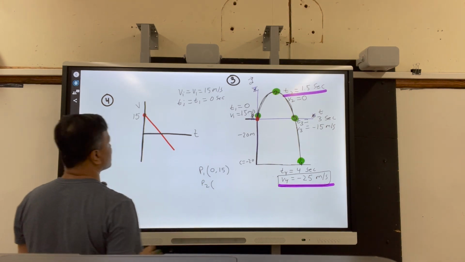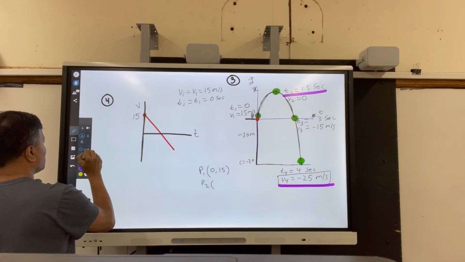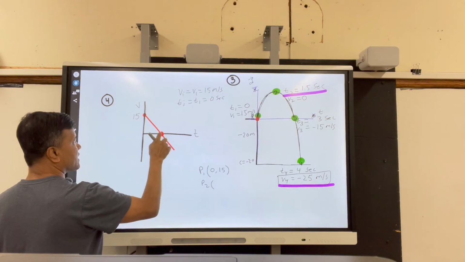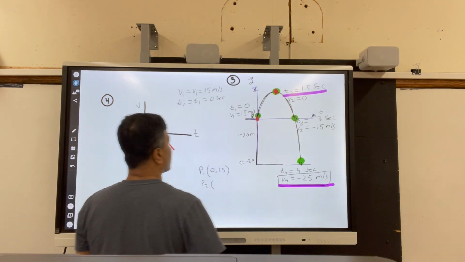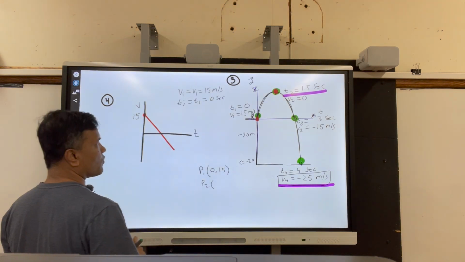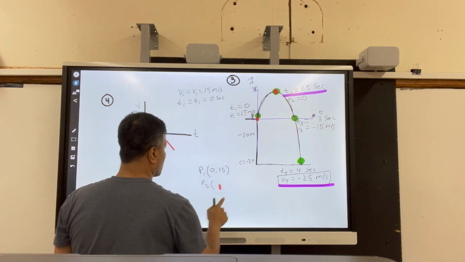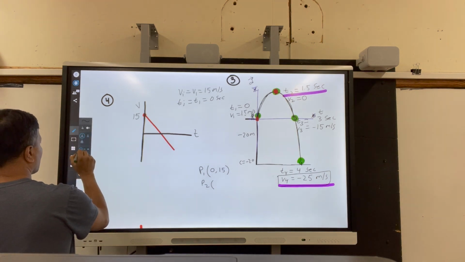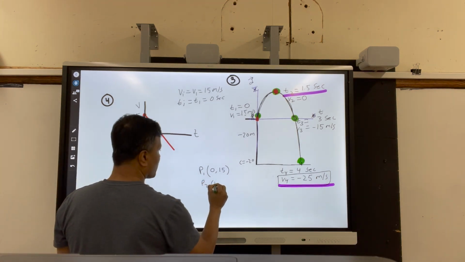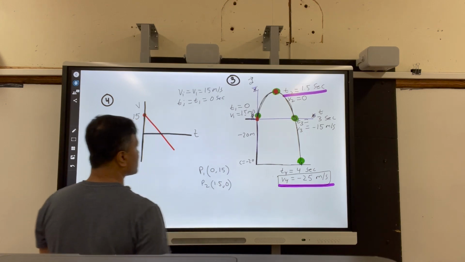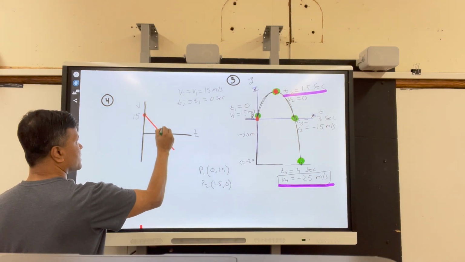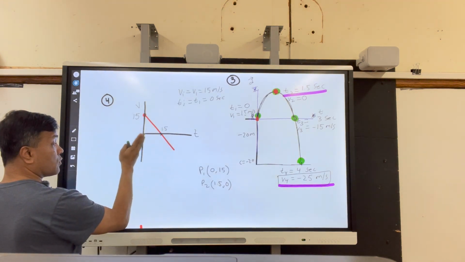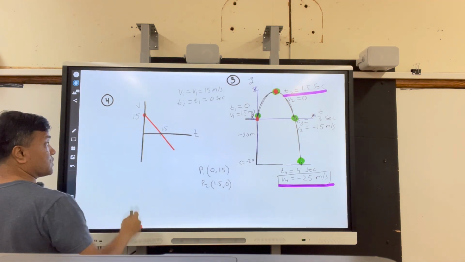Okay. And point number two. This point number two right here is actually this one, right? This one. All right. So what time over there? 1.5. So 1.5 comma 0, right? So I'm going to write 1.5. That's it. I don't want to write 1.5 comma 0 because I don't want to make it too crowded.